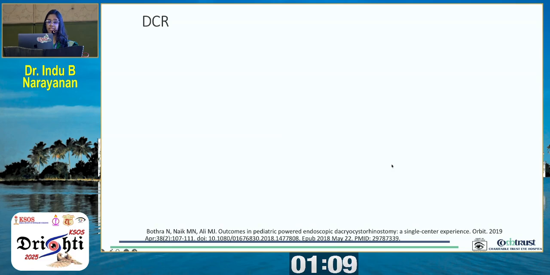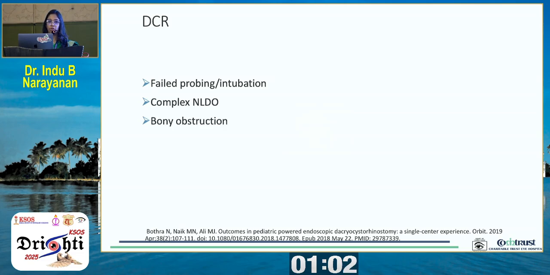So when is a DCR indicated? If there are multiple failed probings, or if it's a case of complex CNLDO or a bony obstruction. If you feel a bony obstruction at the time of probing or you find an atonic sac, you can directly convert into a DCR. The age of DCR recommended is about 4 to 5 years, for the pneumatization of the sinus and the maturation of the bones. But early DCR has been reported many times in some case series, even at the age of around 8 months.